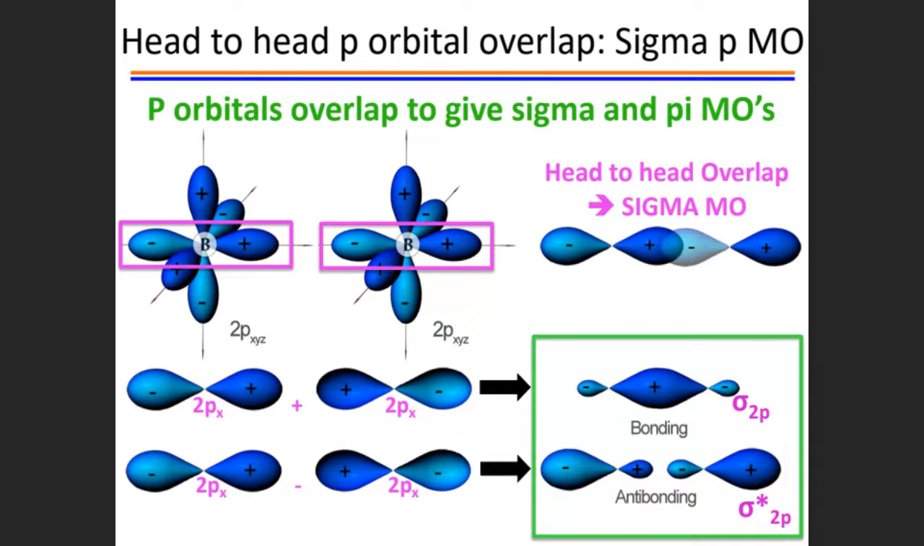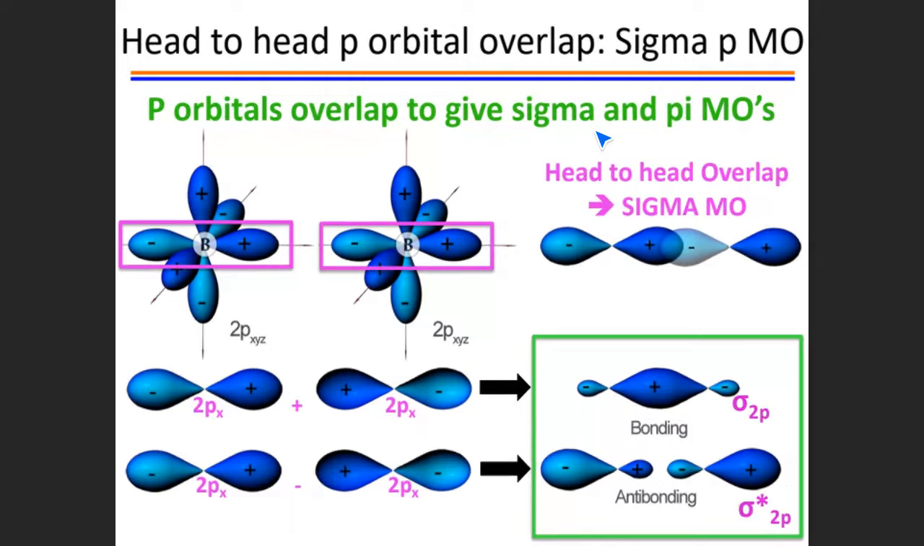See here. P orbital overlap to give, if head-to-head S orbital or head-to-head P orbital overlap, it will give you a sigma bond. If only side-by-side pi orbital overlapping, it will give you the pi bonding. So let's see. P orbitals overlap to give sigma and pi molecular orbitals. As I said, it depends only on head-to-head or side-by-side. Now, head-to-head overlap. Look here.